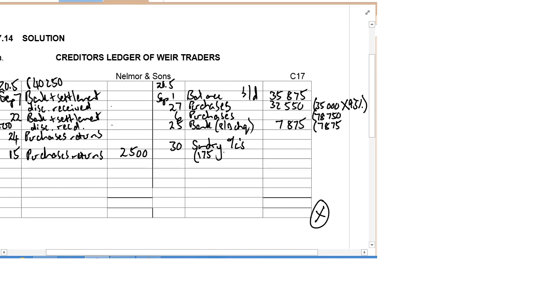You could have written here settlement discount received because that 175 is reducing settlement discount received. So we debit settlement discount received and we credit the creditor because it's now increasing the amount that we owe the creditor. We owed them 7,875 plus the 175, which is 8,050.